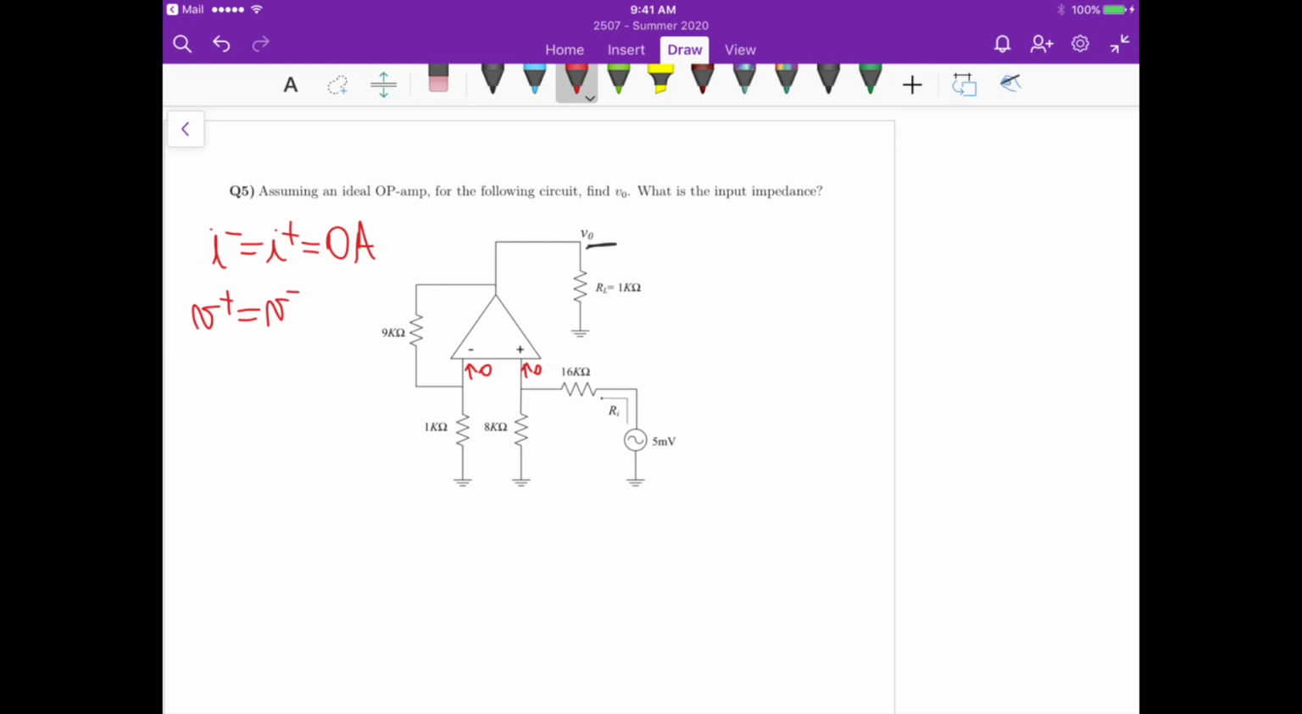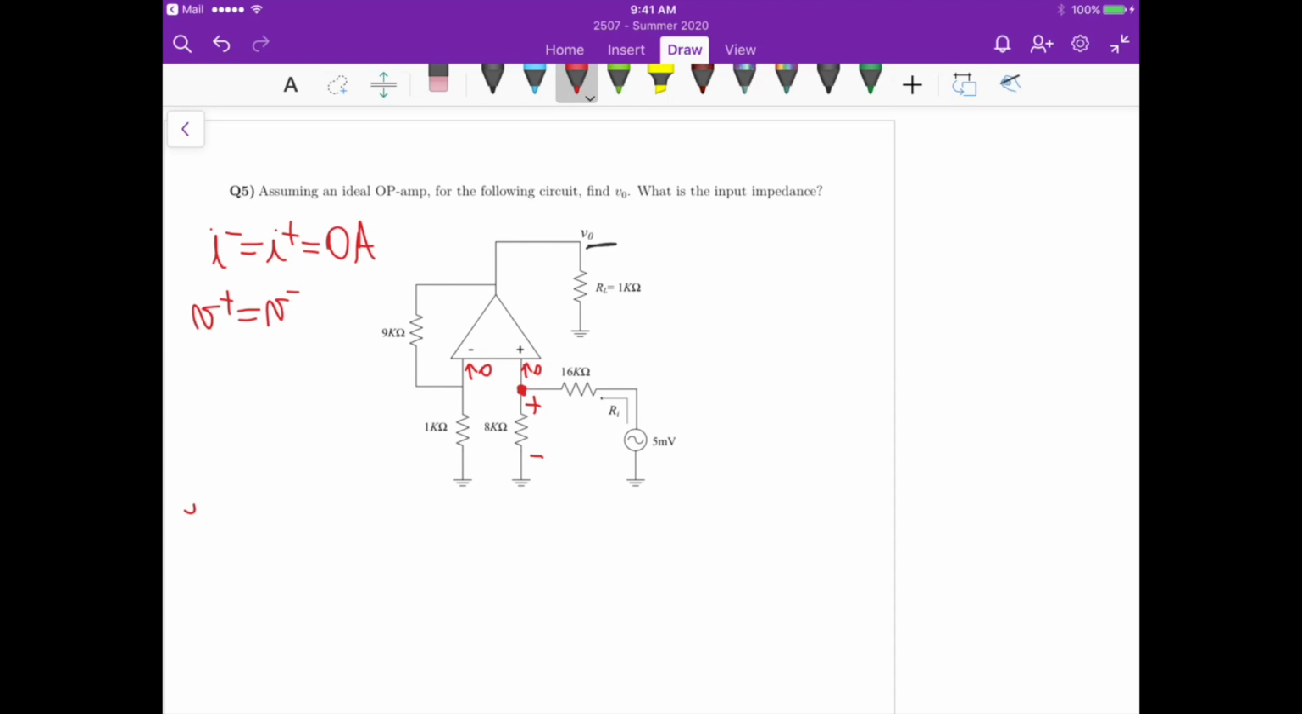So in order to determine V out here, let's first find the voltage at the non-inverting input, so the voltage at this node here. Now if you look at this circuit, we know that there's no current entering the non-inverting port, right? So this circuit here at the non-inverting input becomes just a voltage divider. So the voltage V plus is actually the voltage across this 8K ohm resistor.